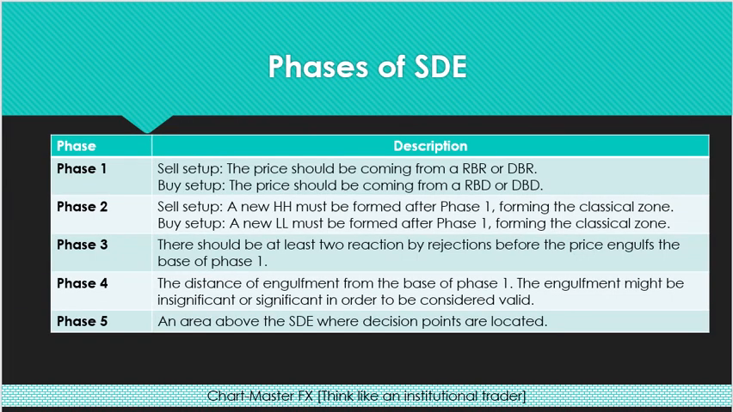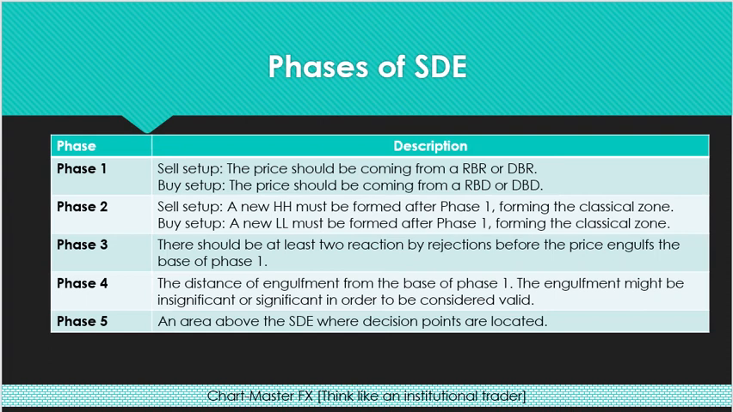So guys, these are the phases of the SDE. You can see a detailed explanation of phase number 1, where on a sales setup the price should be coming from a rally base rally or a drop base rally. If it's a buy setup, the price should be coming from a rally base drop or a drop base drop. On phase number 2, guys, which is our classical zone, a new higher high must be formed, and for a buy setup a lower low must be formed.